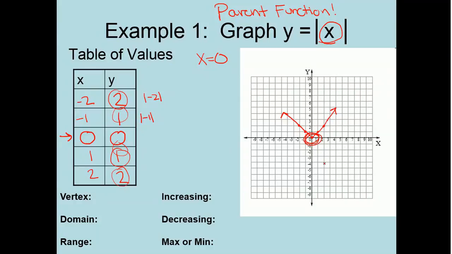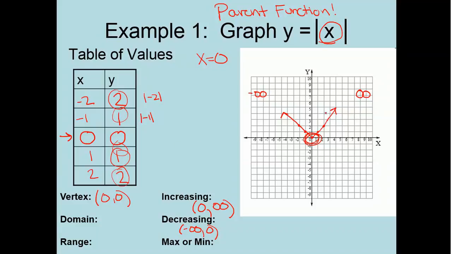Now, your vertex is this point right here, basically the tip of the V, if you want to consider that. So my vertex is the point 0, 0. Which intervals are we increasing? Well, it looks like my V is going up in this part of the function, right? So we're starting at 0, but not including it, and shooting off forever to infinity. This is the negative infinity side, right? Decreasing, it looks like we start at the negative infinity side, and we stop at 0.